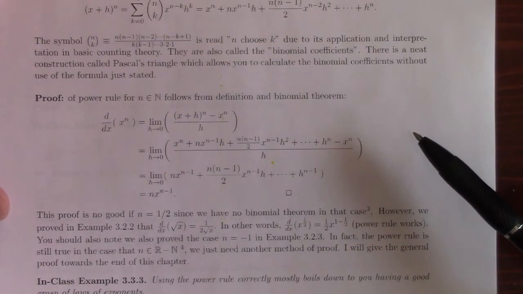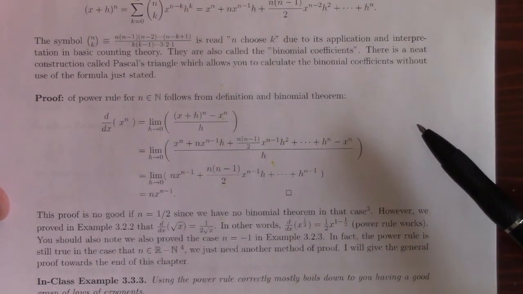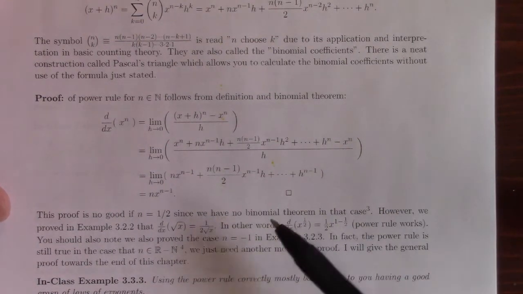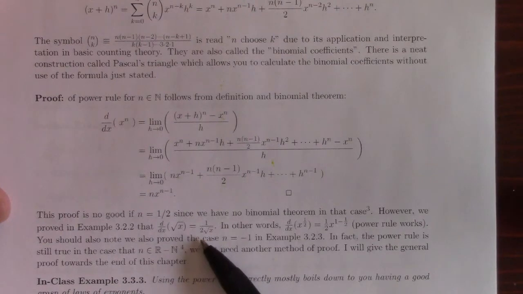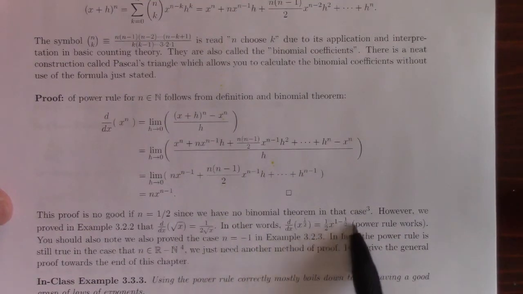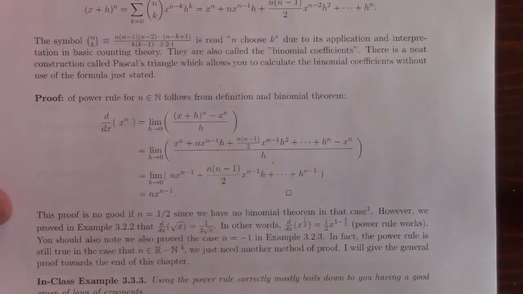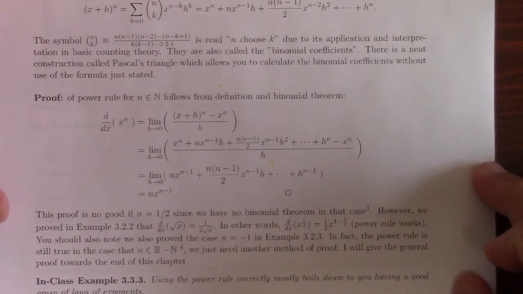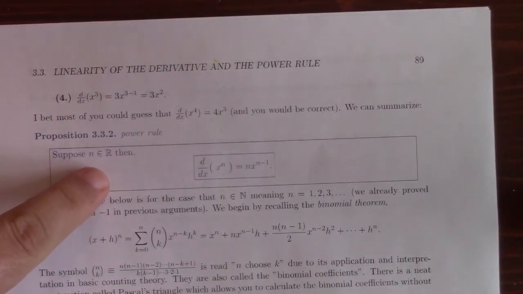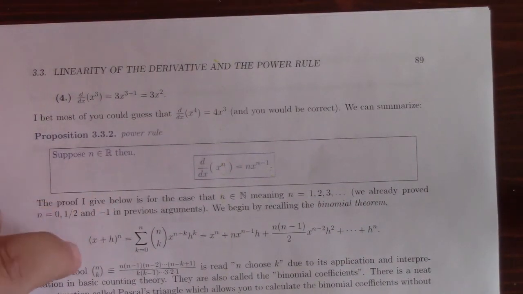Now, this of course assumes that n is an integer, and we've already seen examples where the power rule worked even though n was not an integer. For example, the square root function is n equals 1/2, and you had 1/2 x to the minus 1/2. So it's actually the power rule. But that wouldn't be covered by this proof, right? So we'll give another proof later that covers the fact that the power rule is true for n in the reals. I've only given a proof for n in the natural numbers right here.